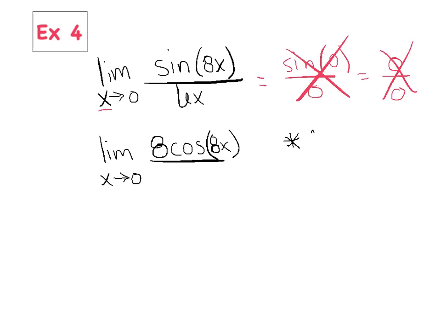Let's put a little star so you can slowly get the rust off. What you have is an inner function of 8x and an outer function of sine, so you had to employ the chain rule. The derivative of the bottom was simply 6. Now if I substitute the 0 in there, the cosine of 0 is 1. So I actually get 8 over 6.